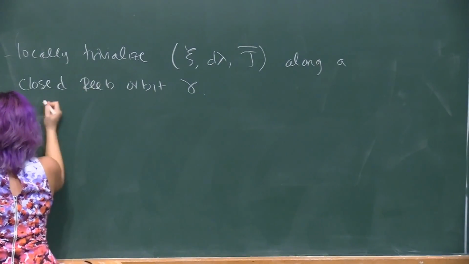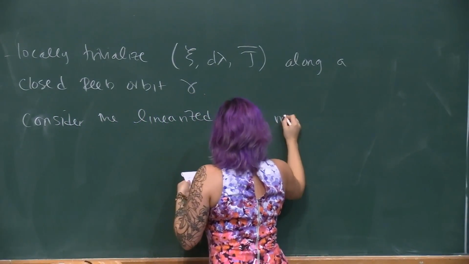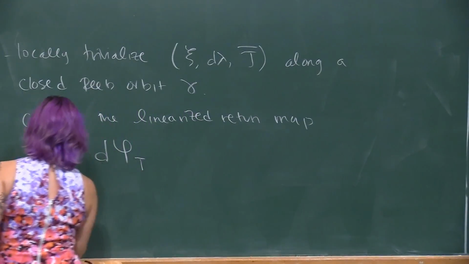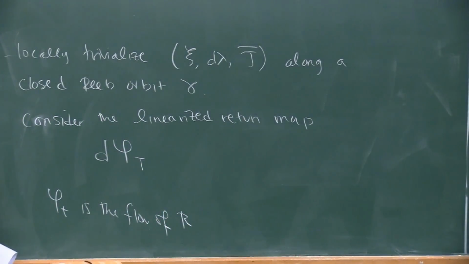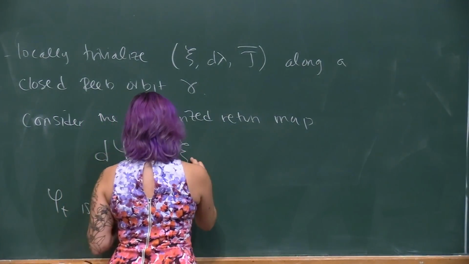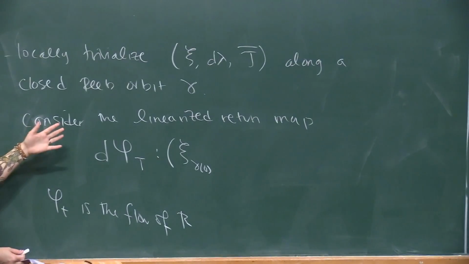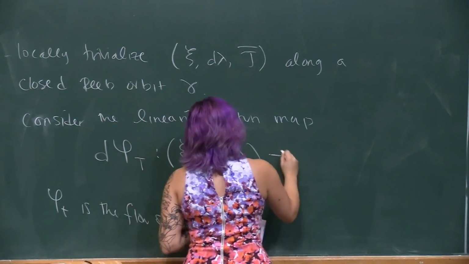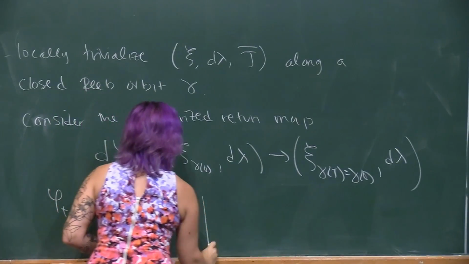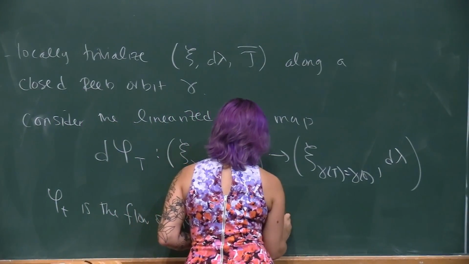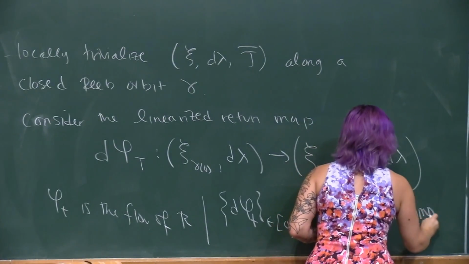And then we can consider the linearized return map, which we write as d phi_T. So here phi_t is the flow of R, the Reeb vector field, and we're going to restrict it to the Reeb orbit gamma. This is going to be a map from one symplectic vector space back to itself, because this orbit is going to have period T, so after time T it comes back to itself. And if you look at any time t in 0 to big T, this is going to give us a path, an arc, of symplectic matrices.